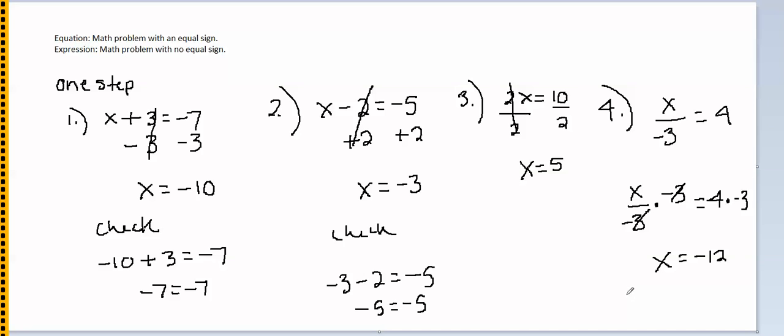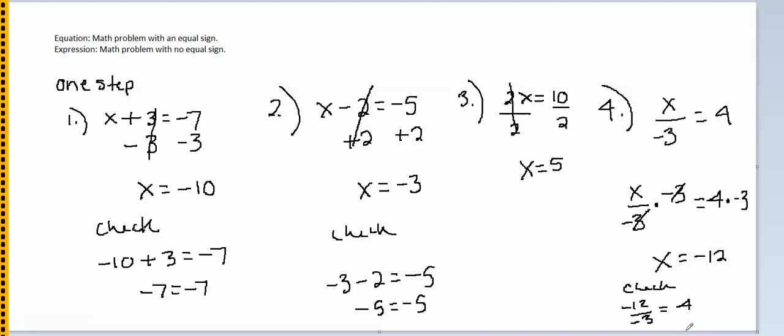So if you go back and check that answer, which I didn't check the third one, oh well. So if I go back and check this one, I'm thinking, okay, is negative 12 divided by negative 3, does that equal positive 4? Well, negative 12 divided by negative 3, if I think about just the numbers, 12 divided by 3 is 4. And remember, a negative divided by a negative is a positive. So that is correct.